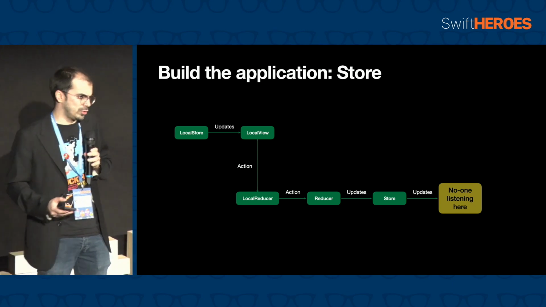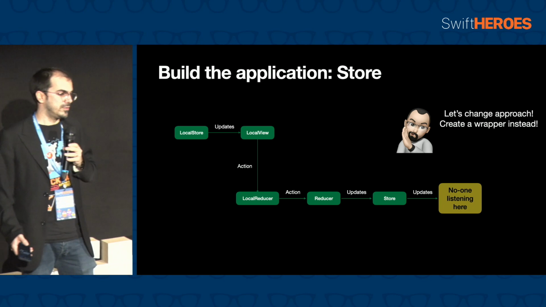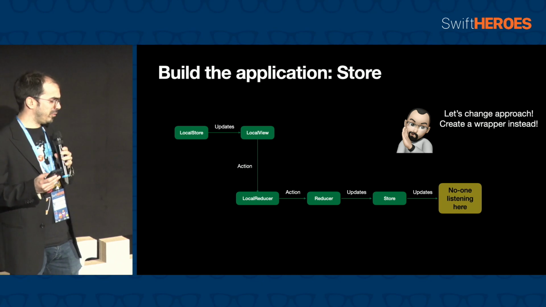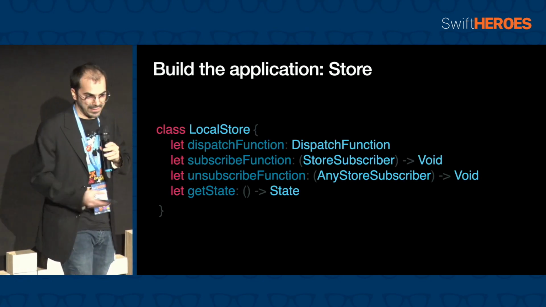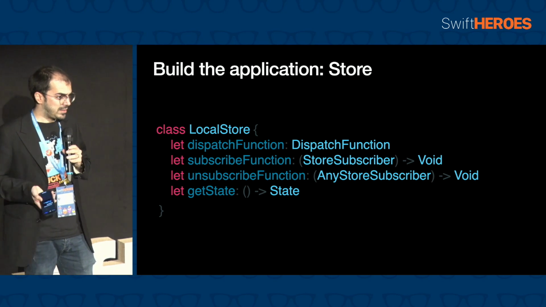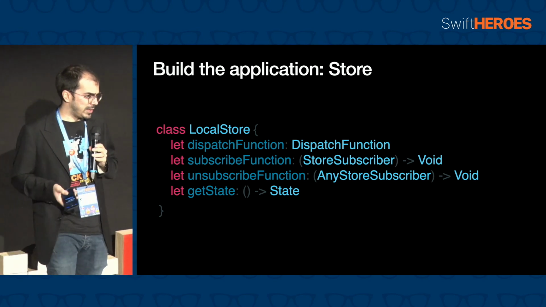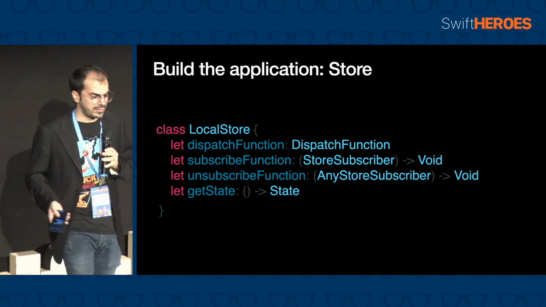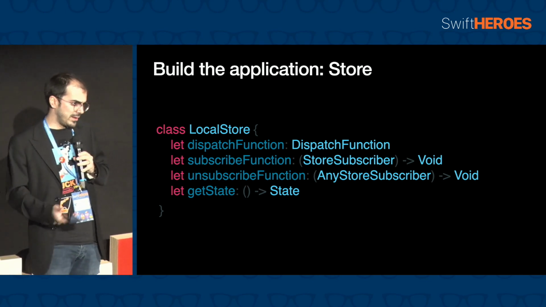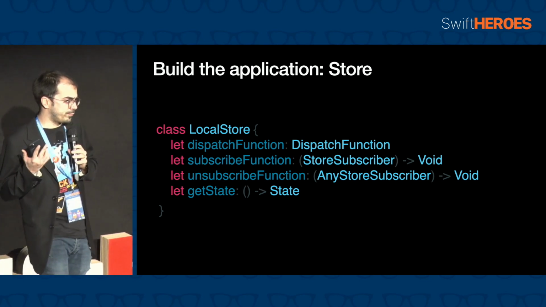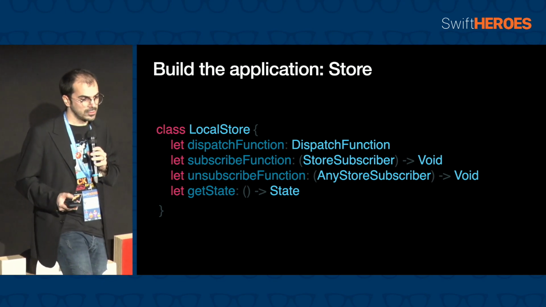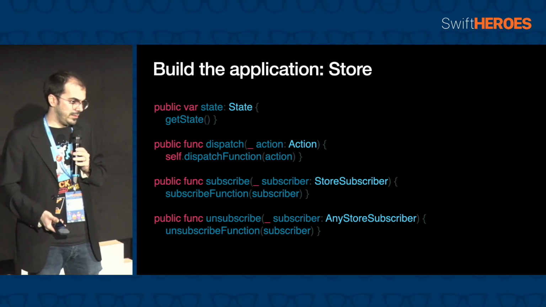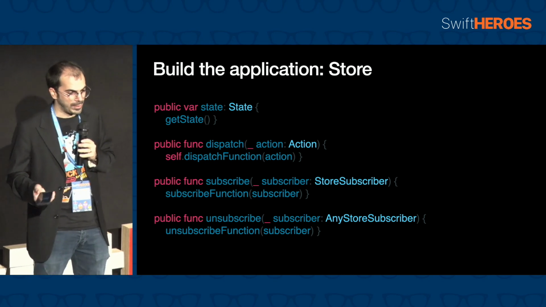Let's find a different solution, which can be, for example, create a wrapper. So let's introduce local store, which is a wrapper by definition. It has one property, one immutable variable for each function we want to wrap from the store. In this case, I put the dispatch for dispatching, the get state for the state, the subscription and the unsubscription function, and then implements one function, of course, in which we will call the immutable variable, of course.